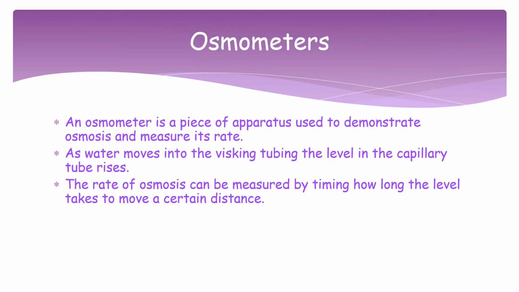So in summary, if you write down osmometer, you would write an osmometer is a piece of apparatus used to demonstrate osmosis and measure its rate. As your water moves up the viscous tubing, the level in the capillary tube rises. The rate of osmosis can be measured by timing how long the level takes to move a certain distance.